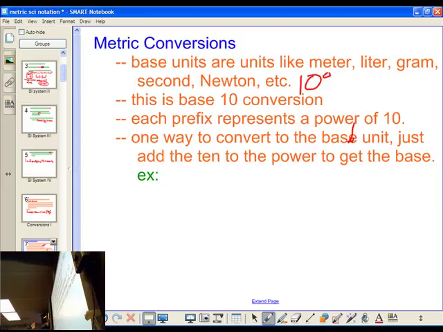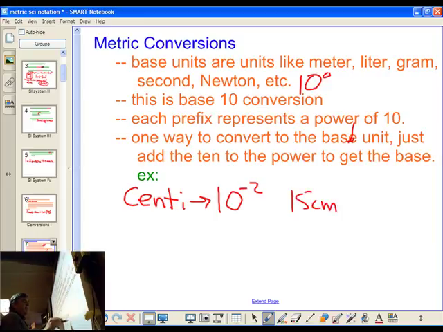And that is the way to convert to the base unit. So like we're going from centimeters to meters, or megawatts to watts. This is a system you can use. You can just tack on that power of 10 in scientific notation. Things like centi. Centi means 10 to the minus 2. So if I had 15 centimeters and I want to know how many meters, all I would have to do is tack on that 10 to the minus 2. So I get 15 times 10 to the minus 2 meters.